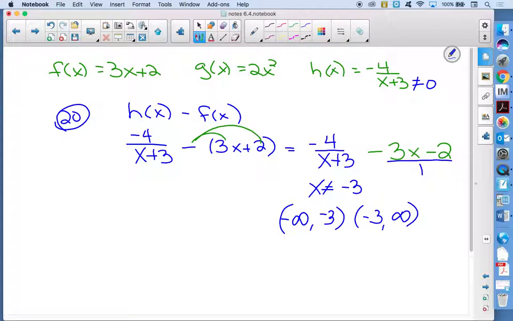So again, this is your answer right here. Don't do anything else with it. There's no way for you to try and combine those values together. So leave it like this. Make sure you've got both of those negatives carried through. And then the domain was negative infinity to negative 3 and negative 3 to infinity.